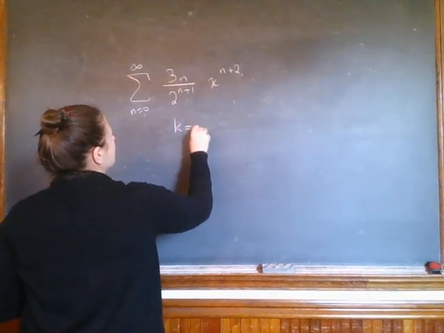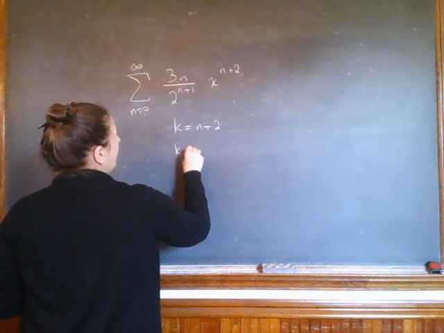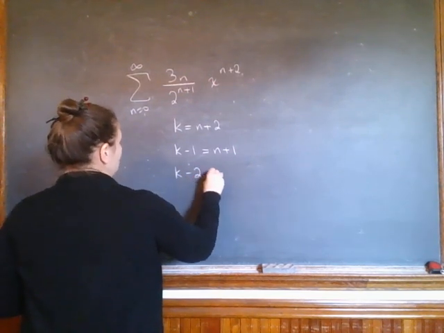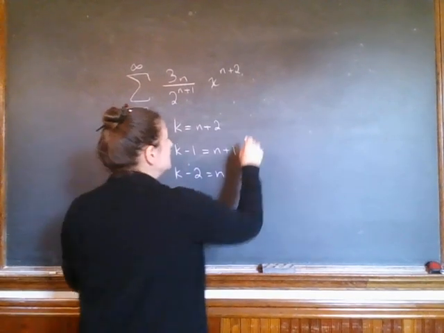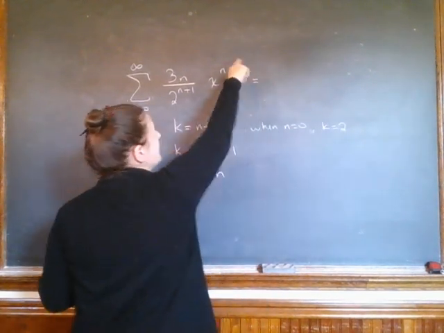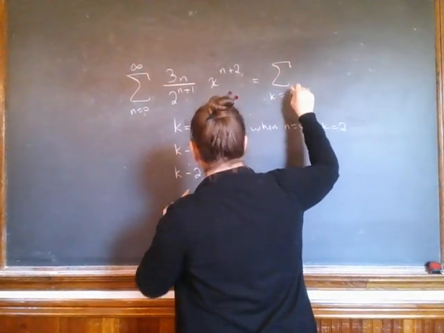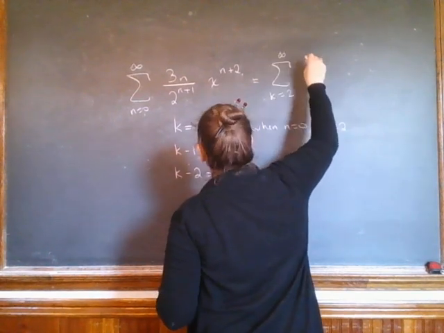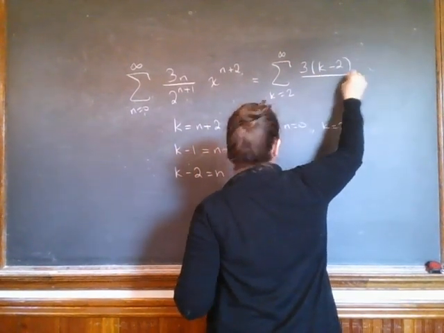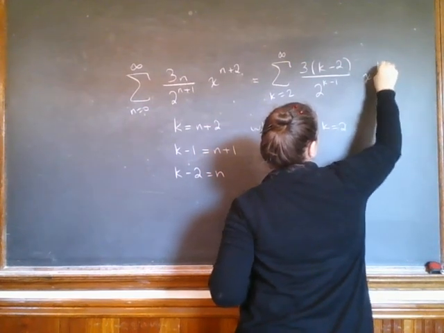right? k equals n plus 2, right? k minus 1 is going to be n plus 1. k minus 2 is going to be n. And when n equals 0, k equals 2. So if instead of having x to the n, I wanted x to the k, then I would shift it the other way. I would start from k equals 2 to infinity, 3 to the k minus 2, 2 to the k minus 1, and x to the k here.